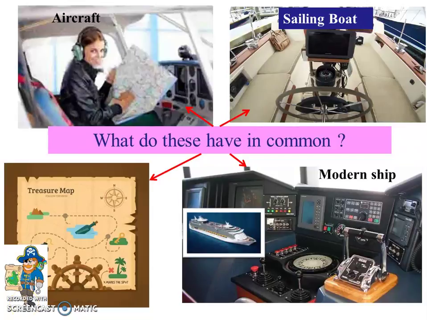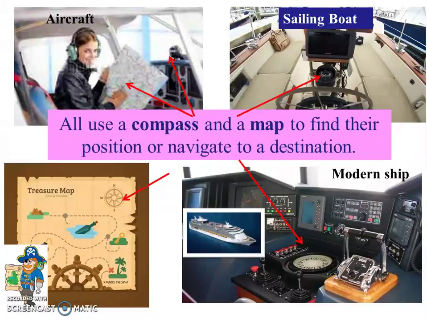Here we have four images: an aircraft, a sailing boat, the cockpit of a big ship, and a treasure map. Can you tell what these images have in common as far as navigation equipment that they use? You have 1 minute to talk about it. All use a compass and a map to find their position or navigate to a destination.